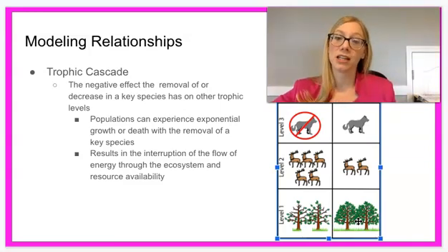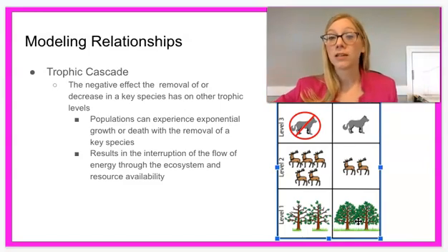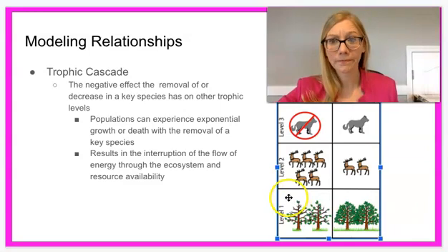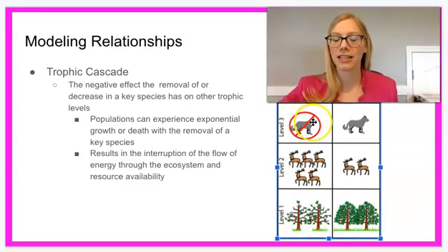And this can result in interruptions of the flow of energy through an ecosystem and resource availability. Because remember, when we're talking about these, they're all interrelated by the energy they give from one to the next. And so those species populations will influence the energy available.